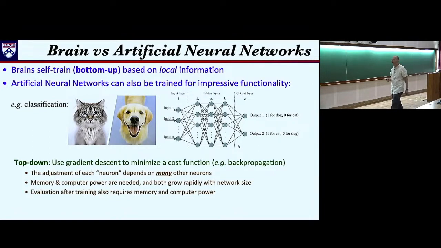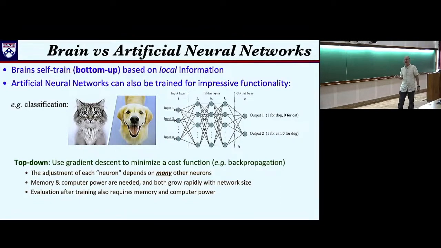Also layer by layer. And what you're trying to do is to minimize a global cost function that penalizes mistakes. So you define a cost function, and then you do gradient descent on that cost function, and backpropagation is a way of doing that systematically, layer by layer. But when you do that, you have to have global, well, not global throughout the whole network, but global within the layers, information about the weights of all the neurons in order to adjust an individual neuron.